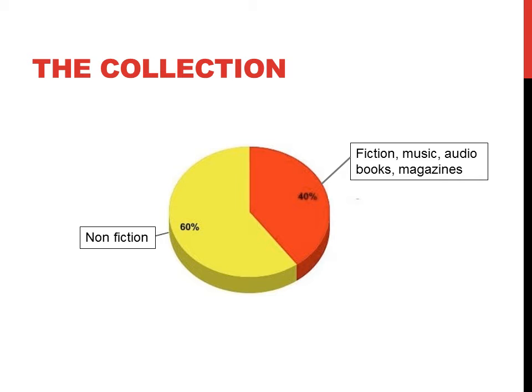Approximately 60% of a typical school library collection should be nonfiction materials that support the curriculum. There should also be materials for leisure and free reading that would include popular fiction, music, audiobooks, and magazines.